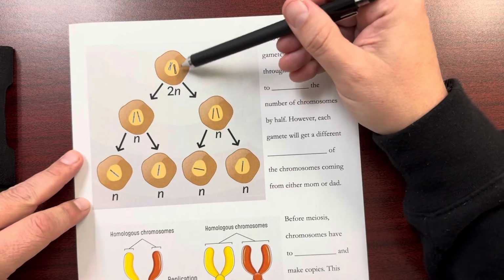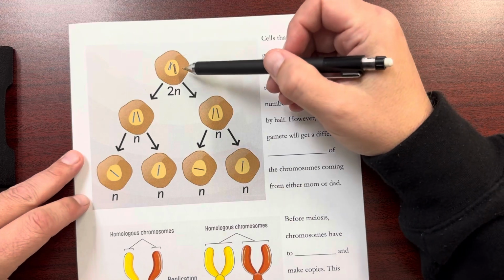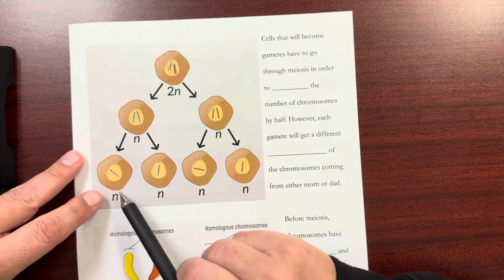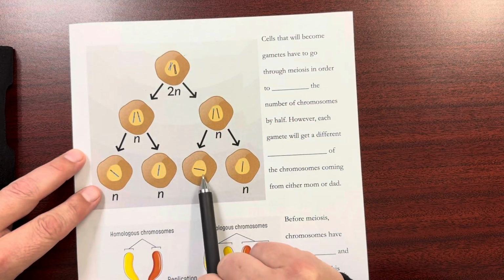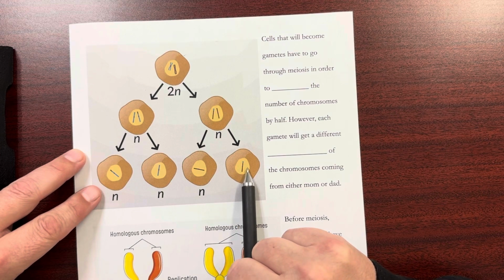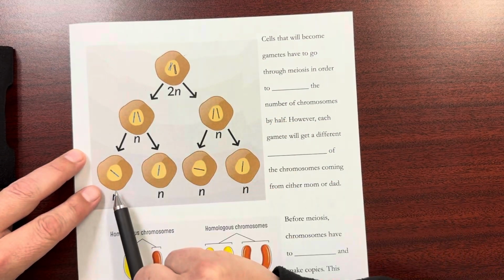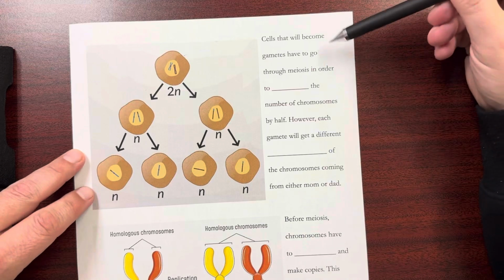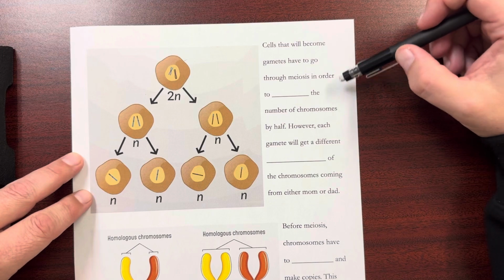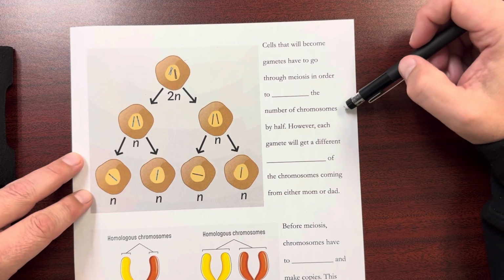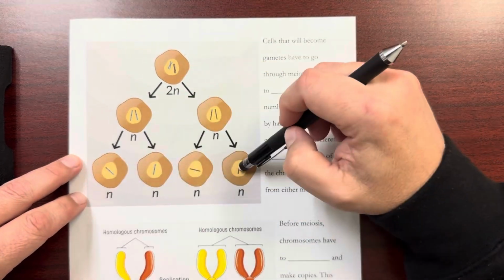In this image, we see a diploid cell. So this would be like a normal body cell. And we're going to go through a process here where the somatic cell is going to be making 4 of the gametes. So imagine a cell dividing and making 4 sperm cells. Cells that will become gametes have to go through meiosis in order to reduce the number of chromosomes by half. So up here they had the full amount, down here they have half the number.